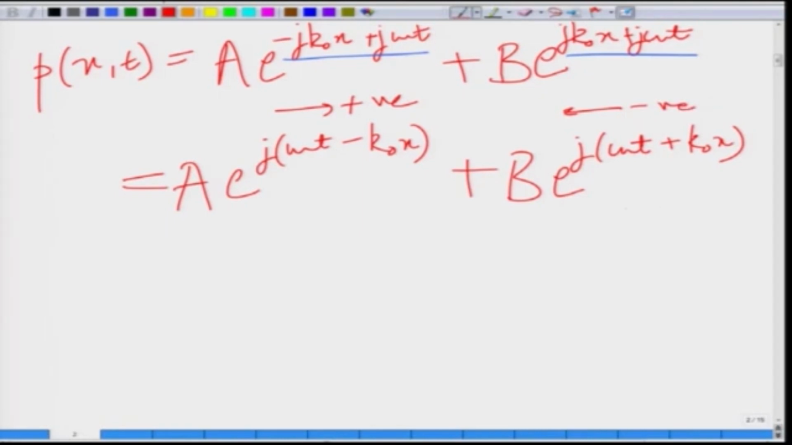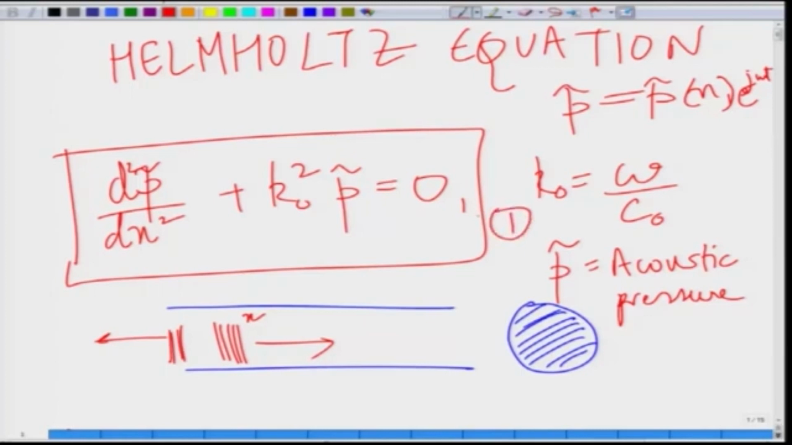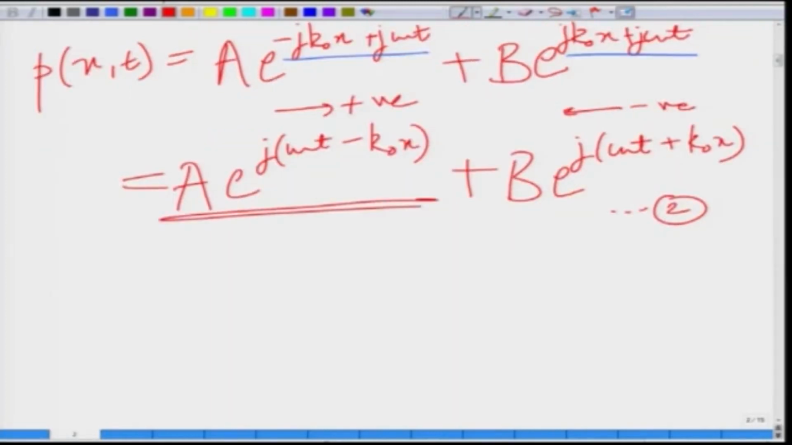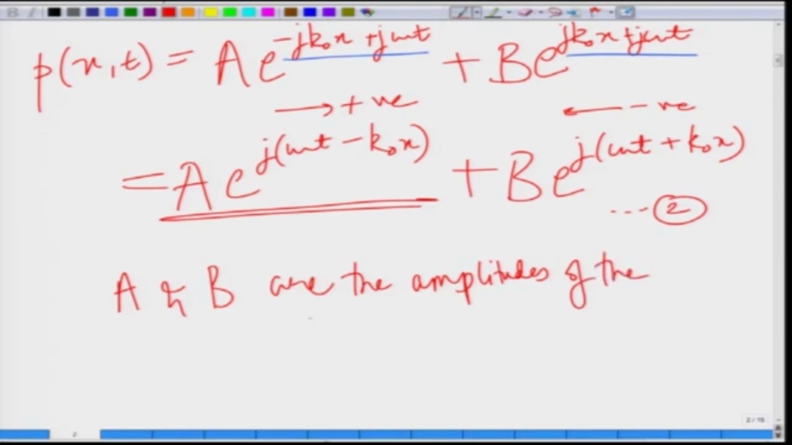Obviously, let us call this equation 2, and let us call this equation 1. If we substitute this part in equation 1, it will satisfy, and so will the other part. So, they form the complete solution, or complete basis, because it is a second order differential equation and we need two solutions. A and B are the arbitrary constants, also known as the amplitudes of the wave, or the progressive wave.